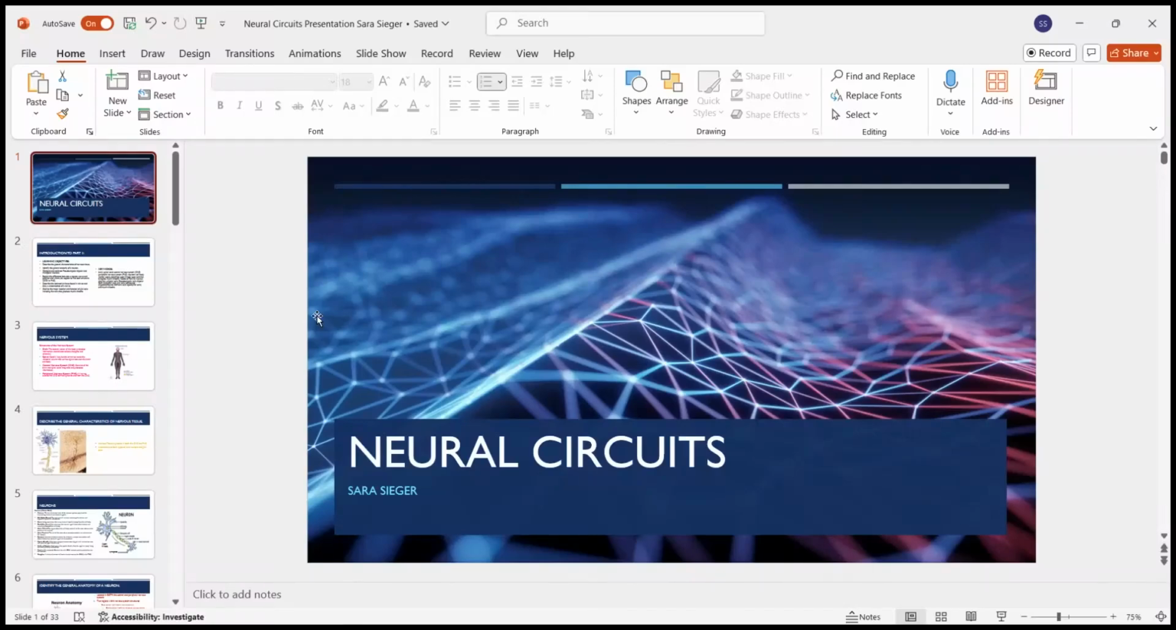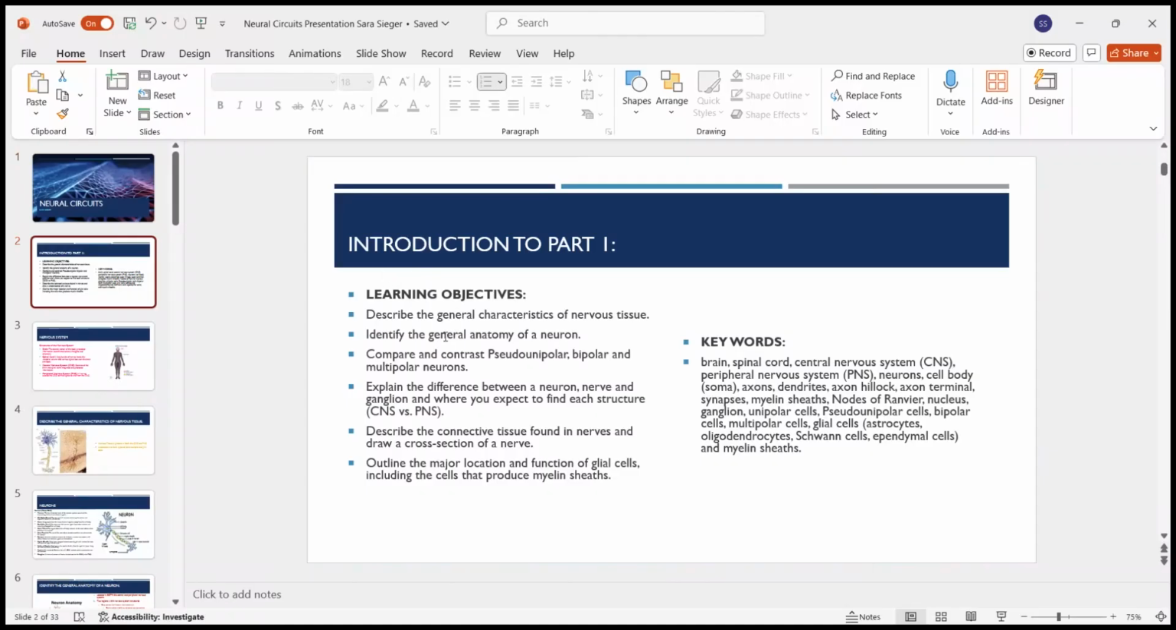So this week's lesson was about neural circuits, and here are the learning objectives, which we'll cover, and the keywords, which I define all of them.